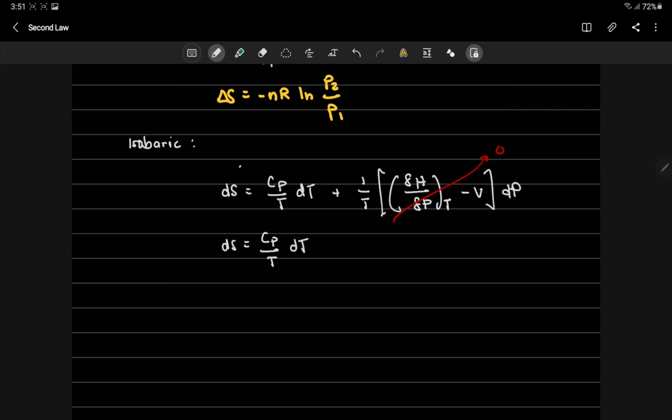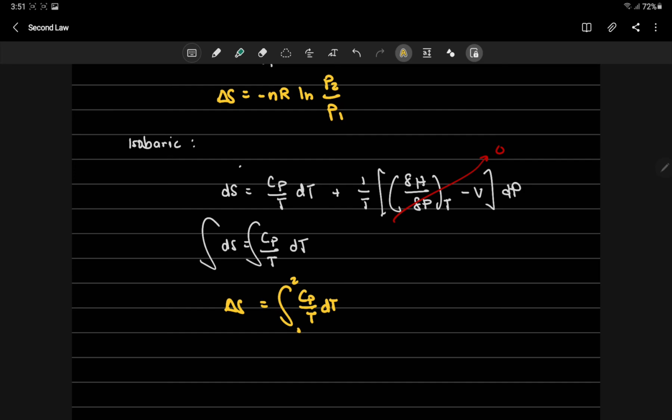So, to get the delta S or change in entropy, integrate mo lang yan. So, yun lang, no? Integral of Cp over T dT from initial to final conditions. So that will be your equation for the given condition.